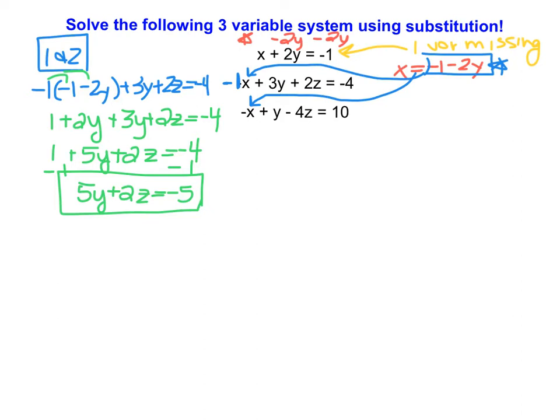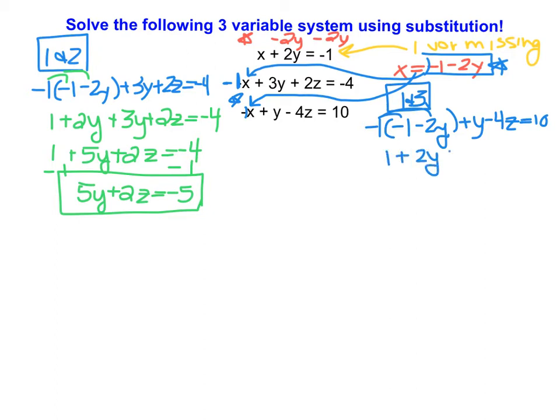So now I'm going to do the same thing down here with equation 3. So this is mixing equations 1 and 3 together by substituting with equation 1. Again, remember there's a negative 1 here. So I have negative 1 times x is equal to negative 1 minus 2y plus y minus 4z equals 10. And then from here, I distribute. So I get 1 plus 2y plus y minus 4z is equal to 10.